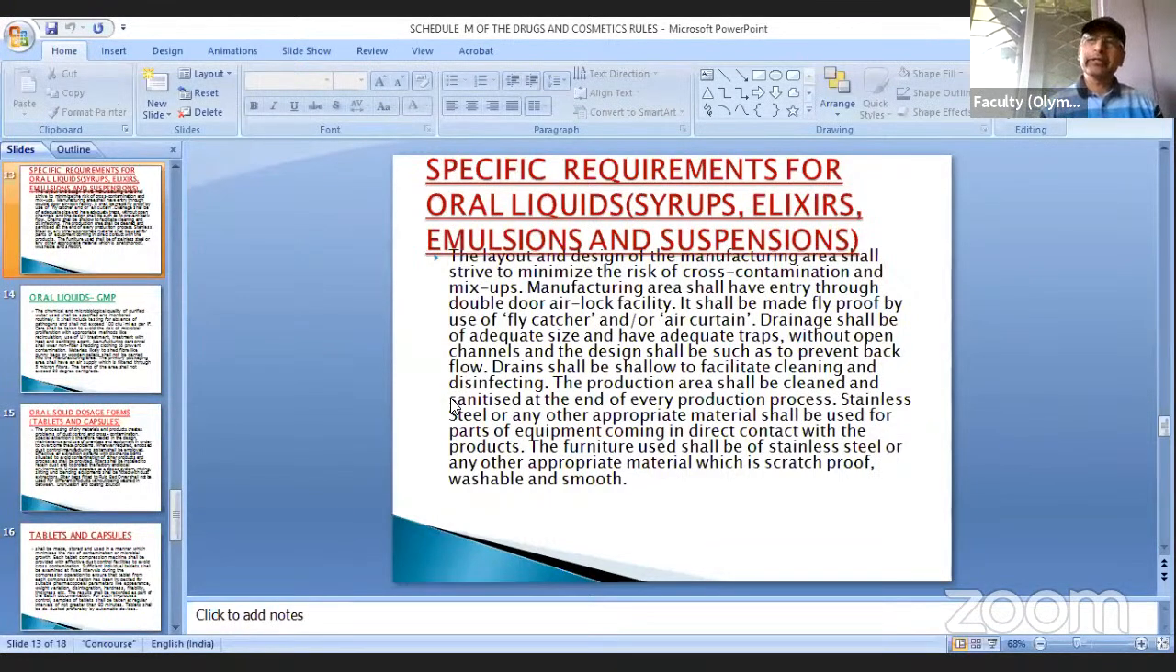So up to the injectables, I'm able to complete today. And there will be some other formulations. Two formulations I will talk about. One is the oral liquid and another is tablet and capsule. Then we'll go to part 2 of the schedule M or GMP.